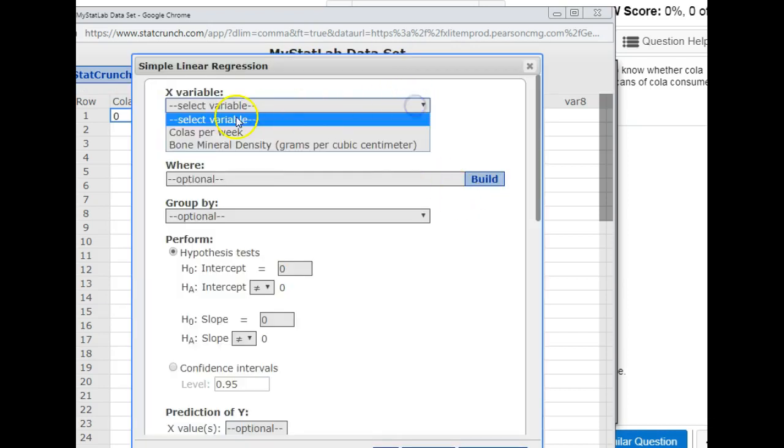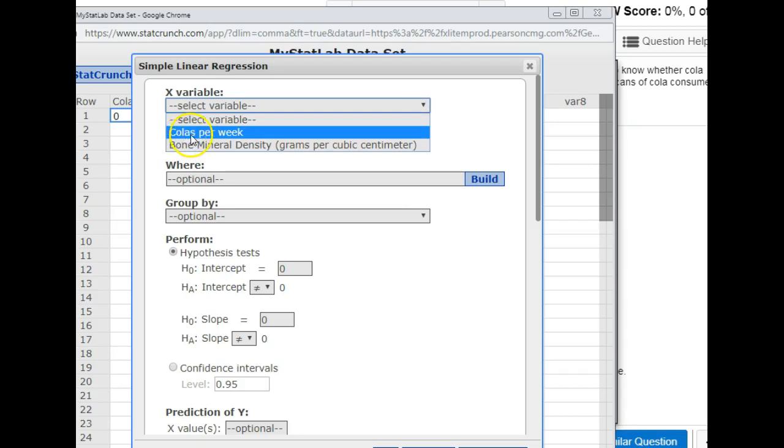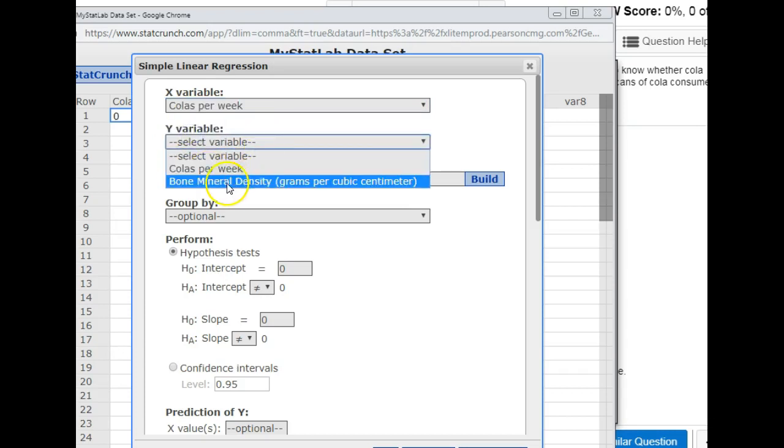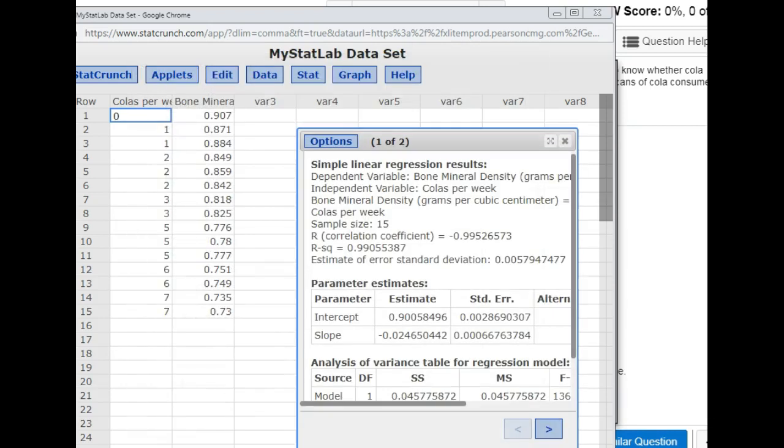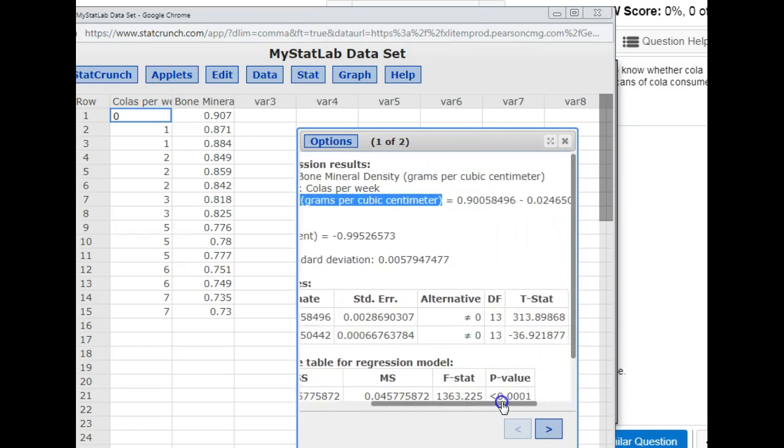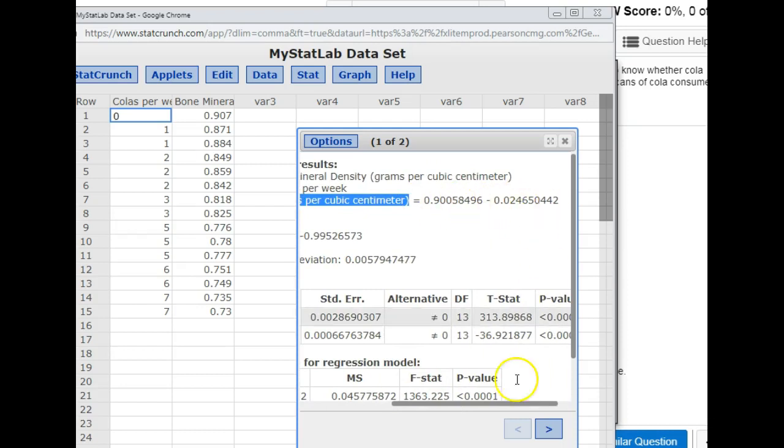So go to simple linear there, and our explanatory variable is the number of colas that someone drinks, and we want to see how it affects their bone density. And when we hit compute, we get the least squares regression equation right here at the top, and it's actually writing out x and y in words of what they are. So this right here is the y, the bone density is equal to, and then it gives us our numbers in the least squares regression line.